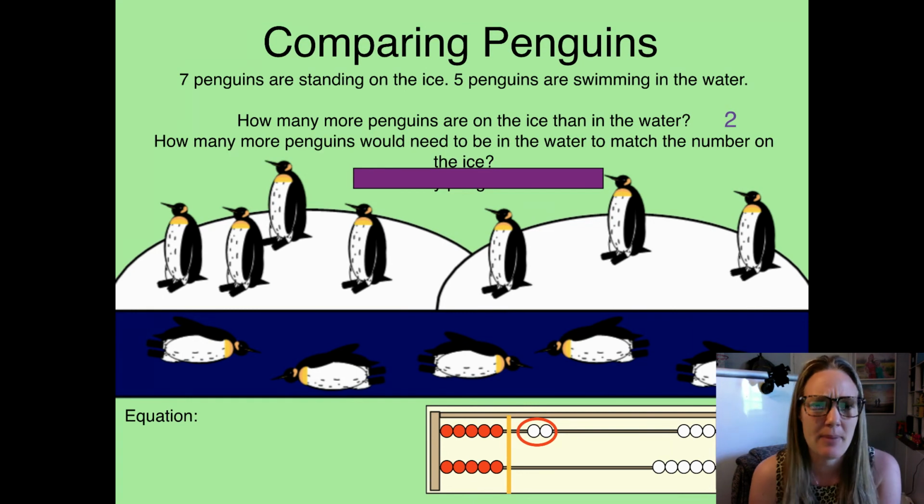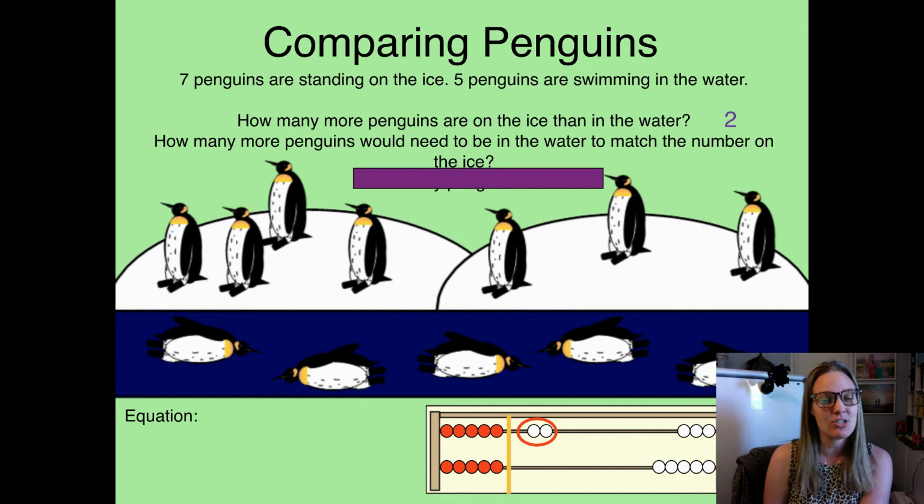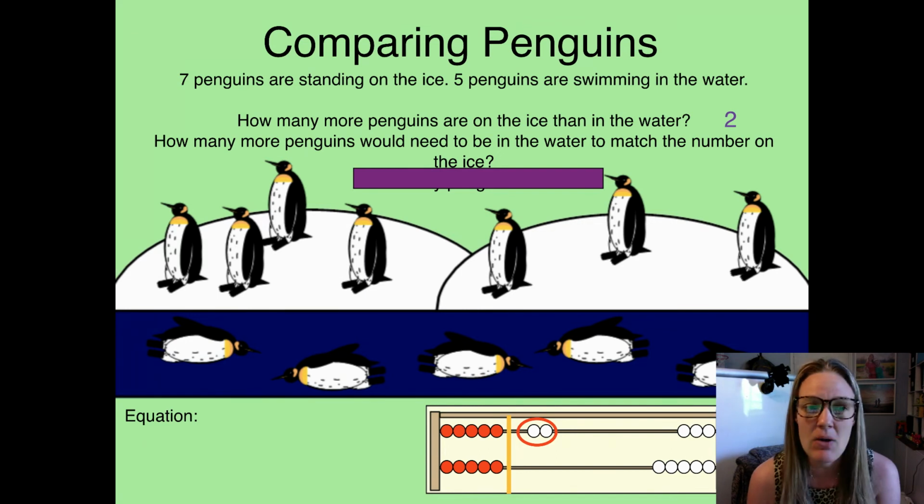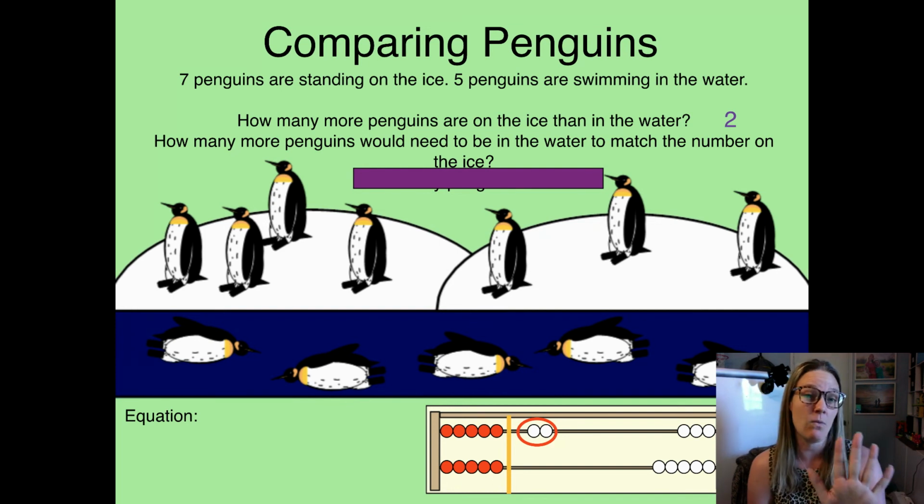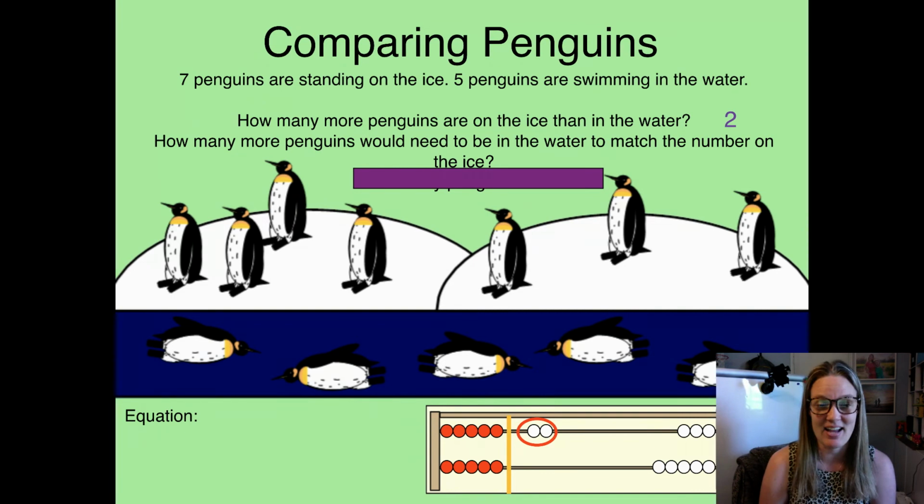How many more penguins would need to be in the water to match the number on the ice? So I think you guys might know this one already. I want you to do this one independently on your number rack. I'm going to read it to you again. How many more penguins would need to be in the water to match the number on the ice? So remember, we know that there are 5 in the water, right? There's 5 in the water. Let's do that. I'll show you on my number rack.